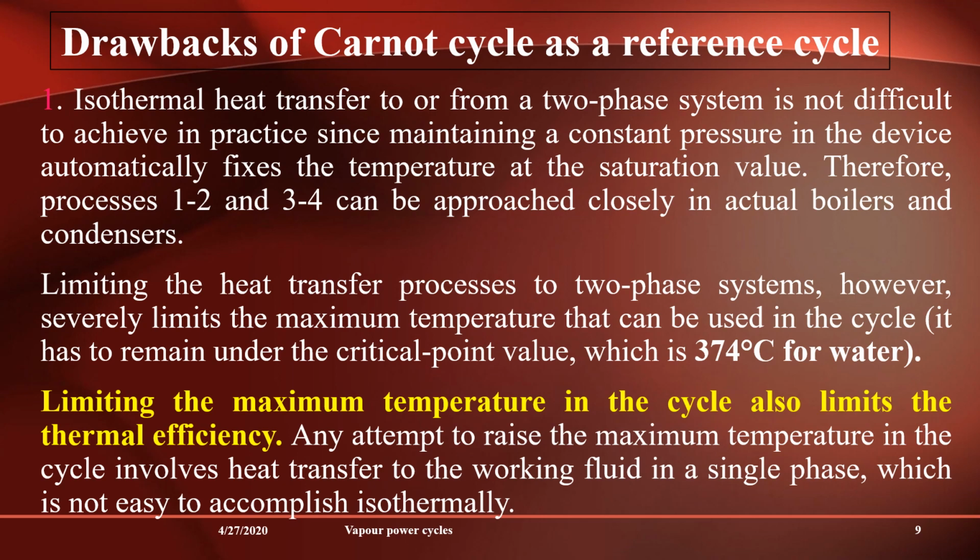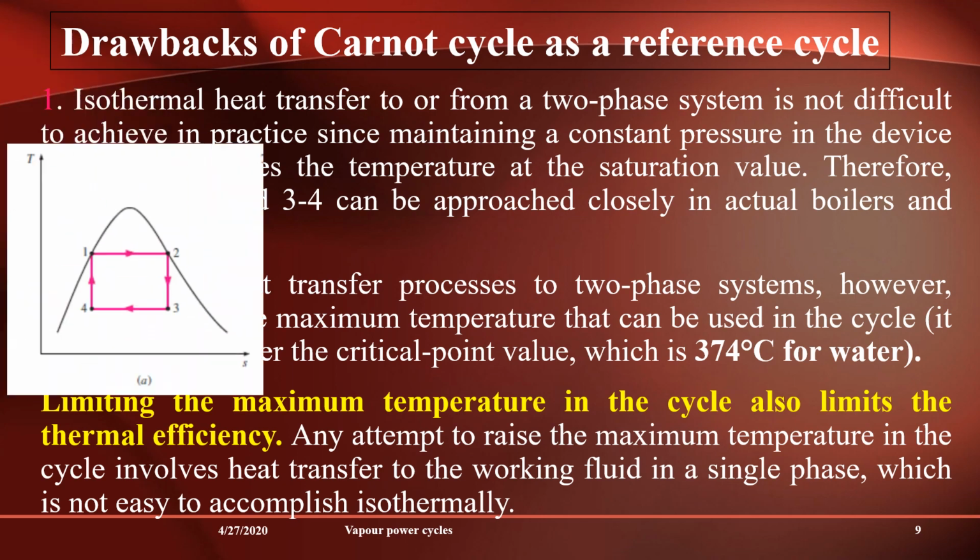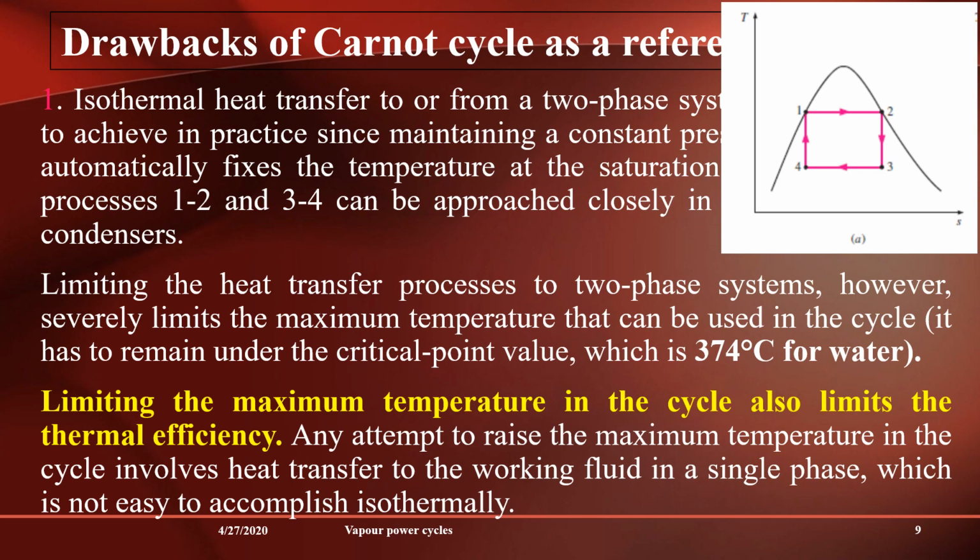So this cycle is used as the reference cycle for vapor power cycles. There are some drawbacks regarding this cycle. We have the TS diagram of the cycle here, which was explained previously. We have the four processes 1-2, 2-3, 3-4 and 4-1. In this, processes 1-2 and 4-3 we can generally achieve easily, because 1-2 is a heat addition process at a constant temperature, and 4-3 is a heat rejection process at a constant temperature. So those processes can be achieved.